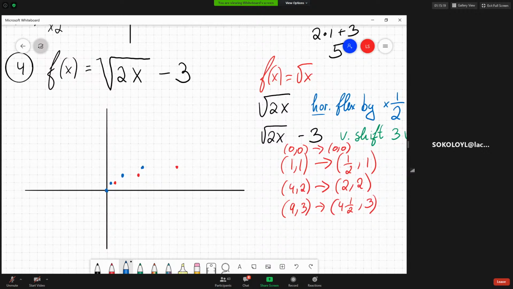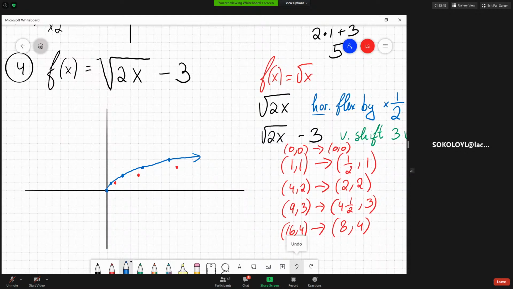And we can keep going. If I marked another point, 16, I know it would be at 4 for the original. For my new point, it would be 16 times a half, which is 8. So 8, 4 would be a point right here. We see we still maintain the general shape, but the function got squished horizontally in this case. But that's not my final answer.